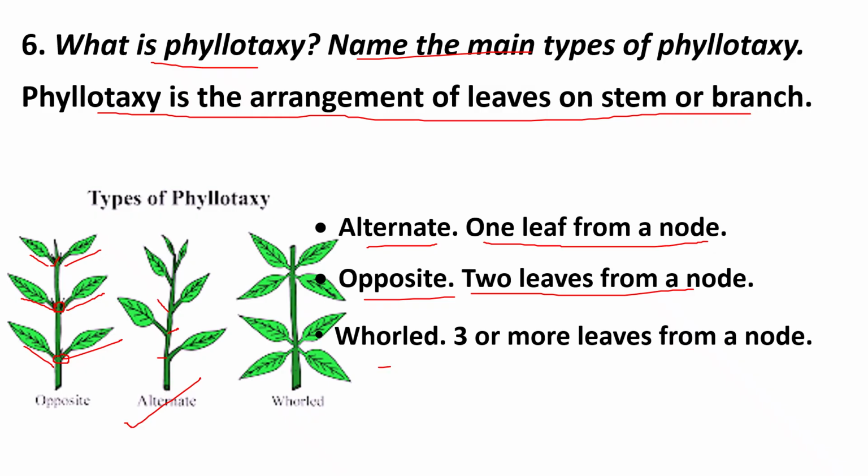And whorled means three or more leaves from a node. Here, from one node you are getting four leaves. So when you get more than two, that is three or more leaves from a node, then that is whorled. So alternate, one leaf from a node; opposite, two leaves from a node. And phyllotaxy is the arrangement of leaves on stem or branch.